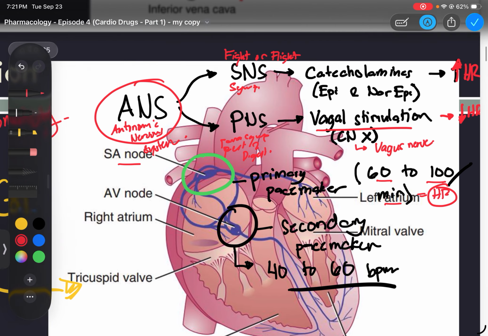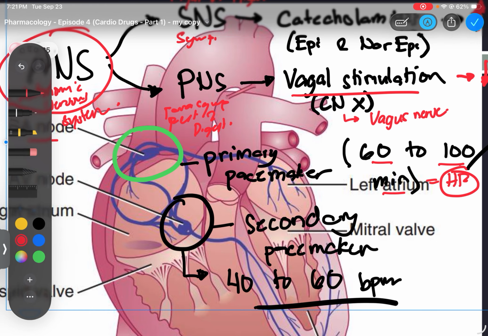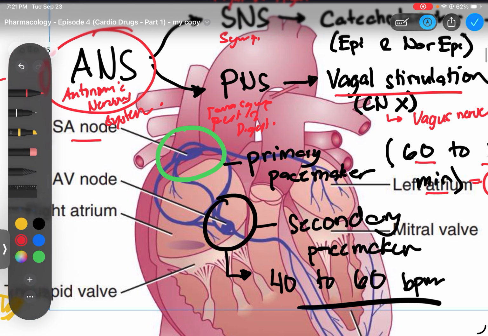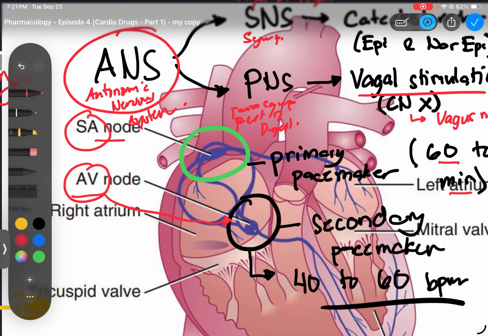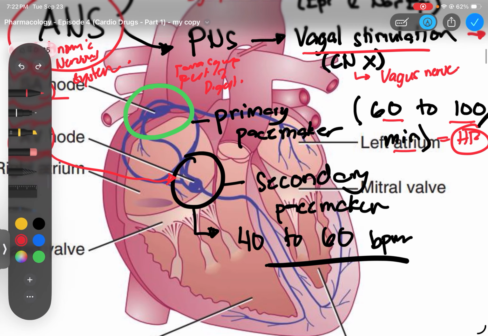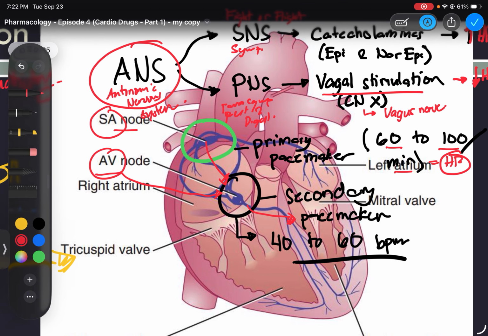Now the next part here is our AV node, or atrioventricular node. This one is sinoatrial, and this one is atrioventricular. The atrioventricular node, this one here, has two functions. The first function is that it will send the impulses from the SA node down towards your ventricles.